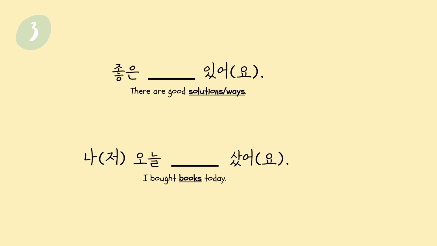좋은 있어. 나 오늘 샀어. 방법, 방법들. 책, 책들. Which one would be more suitable to the sentences?